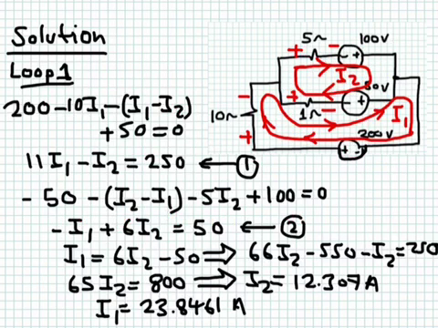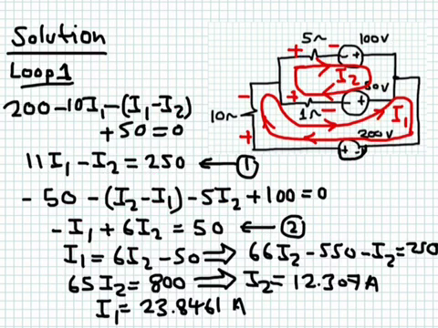Again, you do what you did for the first loop. You sum 100 minus 50, you get 50, and you keep it here. You move the other terms to the other side. The coefficient of I1 becomes negative. This is minus I2 minus 5 I2, which gives you minus 6 I2, and you move the 6 I2 to the other side. And you see, I put them in order: the first column is I1, the second column is I2, in equation number 1 and equation number 2. And if you have I3, it must be the third column.